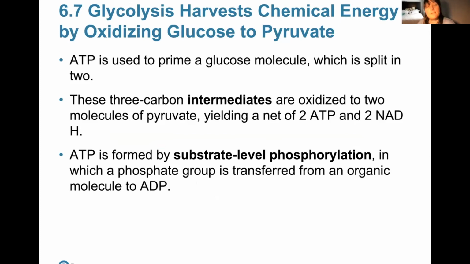Okay, ATP, energy, used to prime a glucose molecule, which is split in two. So the energy makes it ready. The 3 carbon intermediates oxidize to 2 molecules of pyruvate, yielding a net of 2 ATP and 2 NADH. Don't really need to worry about that mostly for our test.